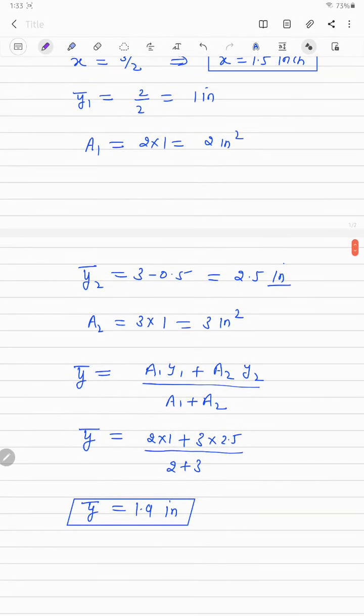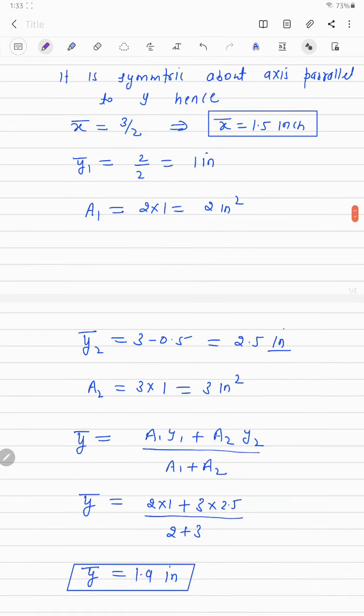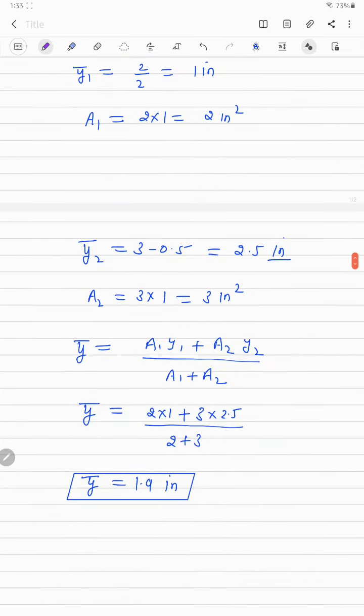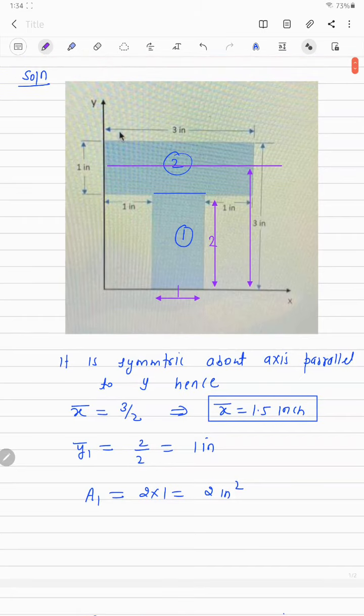For a composite shape, this is the formula we use: A1 y1 plus A2 y2 divided by A1 plus A2. All values we have already found. A1 is 2 into 1 plus 3 into 2.5, divided by the sum of the areas. This is the y coordinate. We can also find x in a similar way, but we don't need that here, because it is symmetric about the line parallel to the y axis. So we can directly find this by observation.